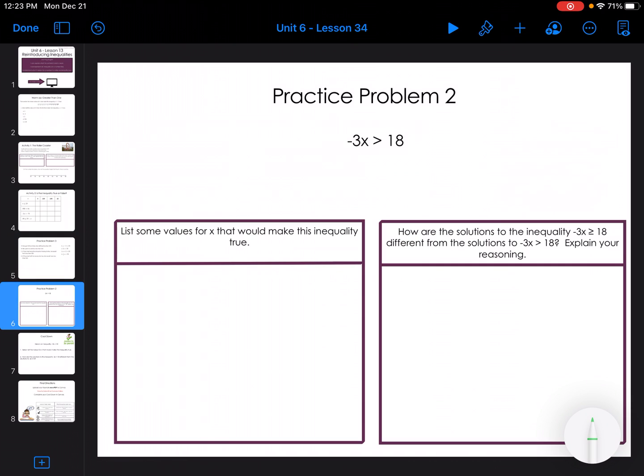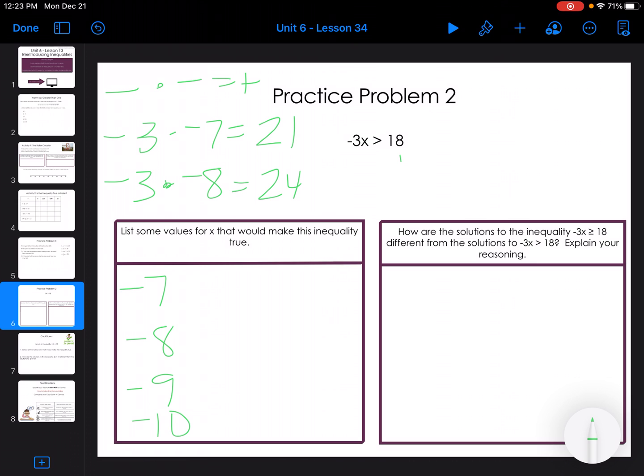All right. So now they want us to list some values that would make this inequality true. So -3 times something is greater than 18. So I want you to remember a negative times a negative is going to give me a positive value. I need it to have a positive value that's greater than 18. So -6 is not going to work. So let's try -7. -3 times -7 is going to give me a positive 21. So -7 would work. -3 times -8 is going to give me a positive 24. So -8, -9, -10, all of those would work.